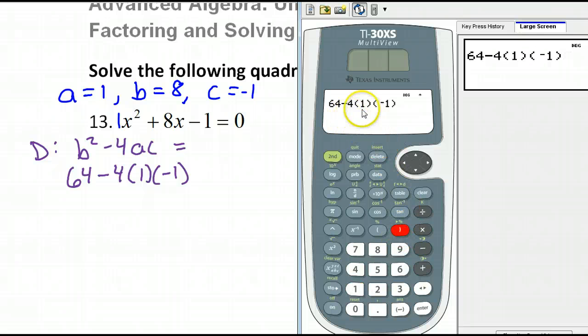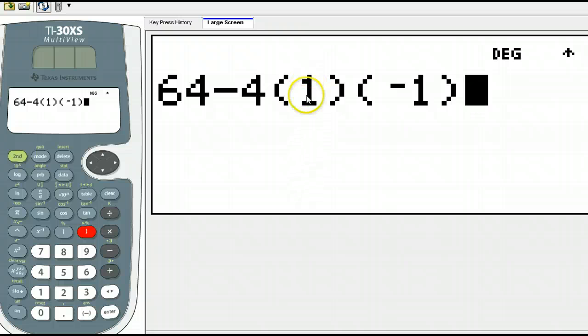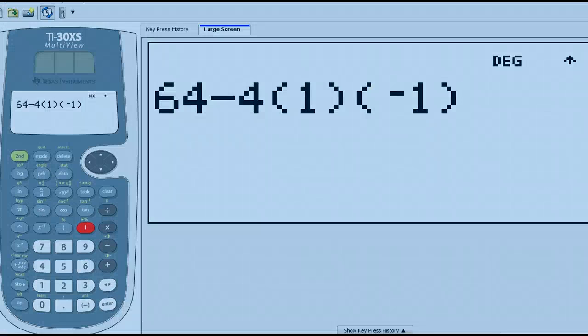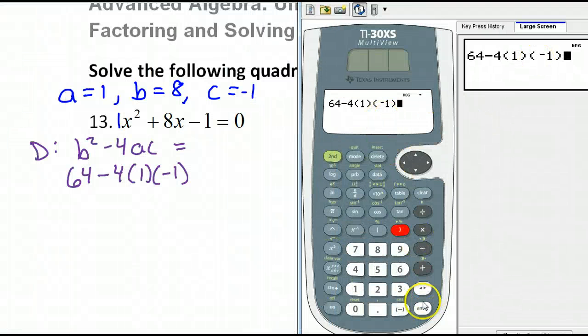Alright, now you definitely do not need the 1. You understand? We don't need this 1 right here. I'm just putting it so you can see b squared minus 4ac for teacher purposes. Okay, anyway, I hit enter, and sure enough, I get 68. So there you go. So the discriminant is 68.